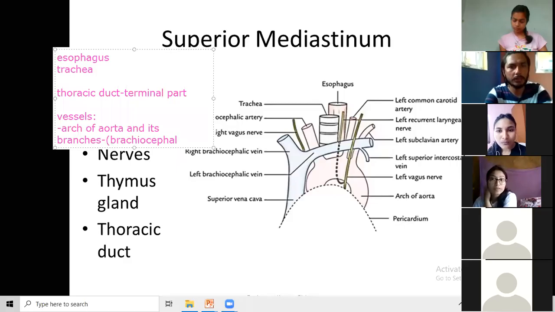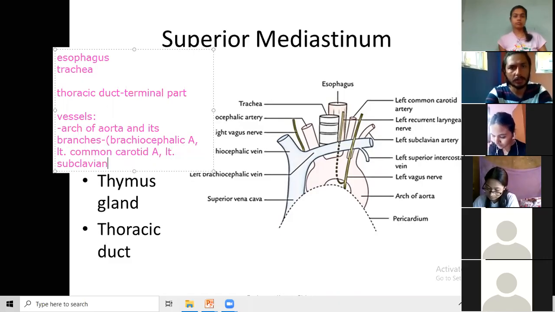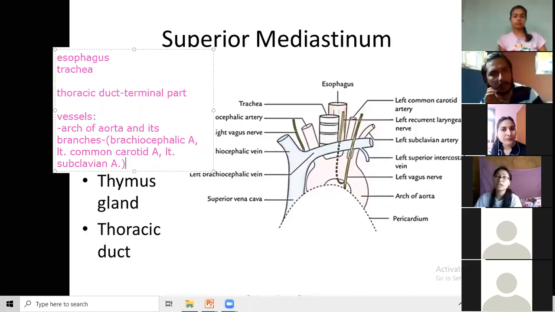So the branches are the brachiocephalic artery. This you have to write in full: brachiocephalic artery, left common carotid artery. Then the next one is the left subclavian artery. So they are the branches of the arch of aorta. So the vessels you will see are the arch of aorta and its branches. What are its branches? They are the brachiocephalic, left common carotid, and the subclavian artery.